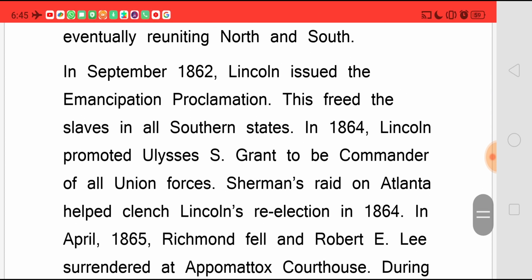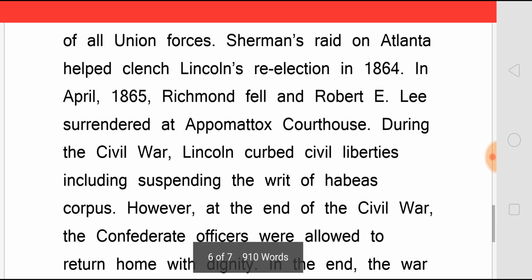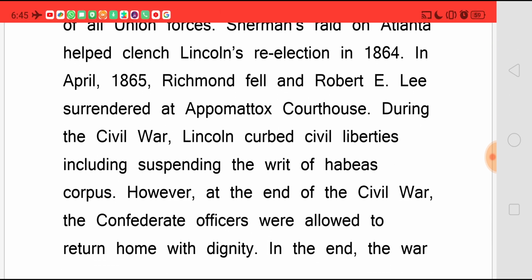In September 1862, Lincoln issued the Emancipation Proclamation. This freed the slaves in all southern states. In 1864, Lincoln promoted Ulysses S. Grant to be commander of all Union forces. Sherman's raid on Atlanta helped clinch Lincoln's re-election in 1864. In April 1865, Richmond fell and Robert E. Lee surrendered at Appomattox Courthouse.